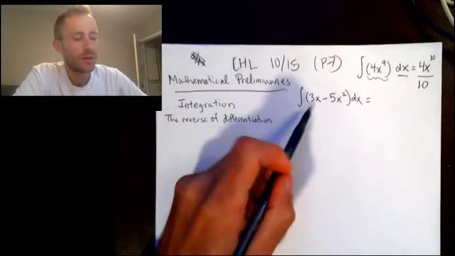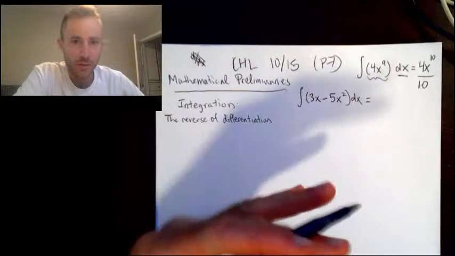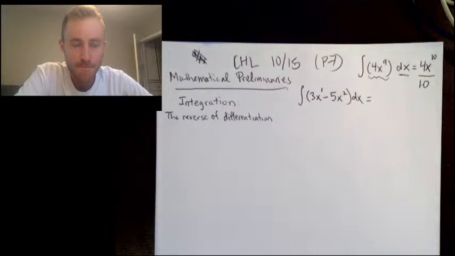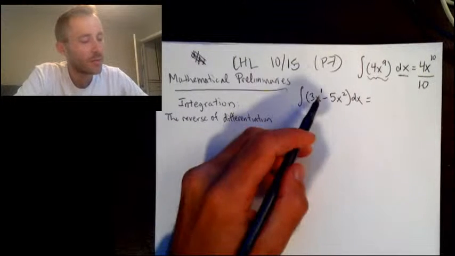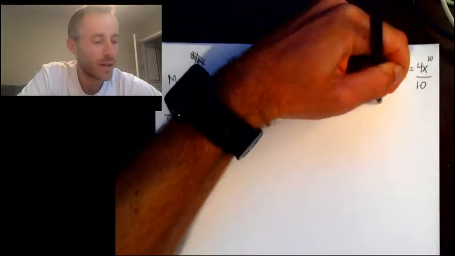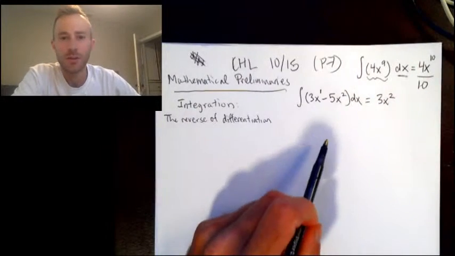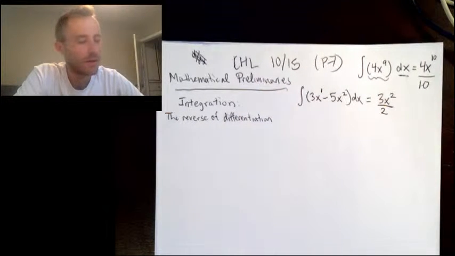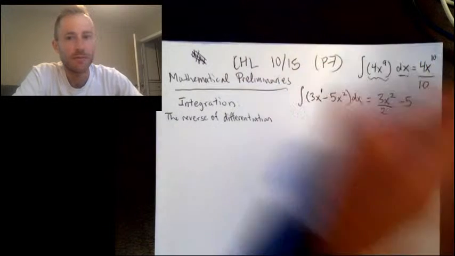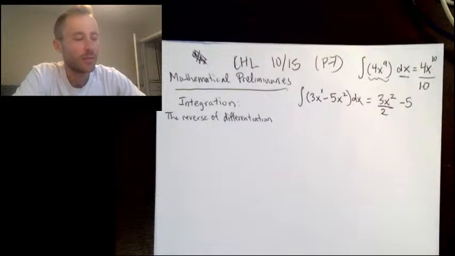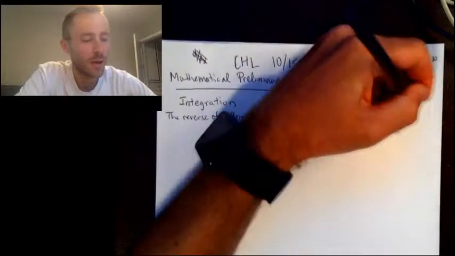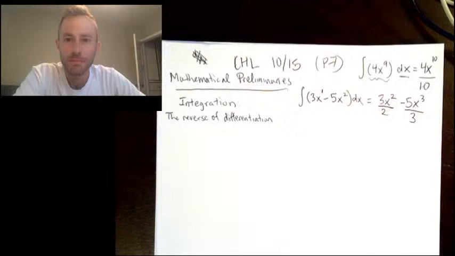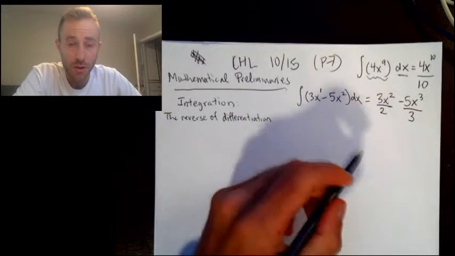The first one, remember, if you just have x by itself, that is x to the 1 power. Bumping up that power is going to give me x squared. And then we divide by the bumped up power, so we divide by 2. Minus 5 times x, and I bump up the power, x to the 3rd, and then I divide by the bumped up power. So that's how you integrate a polynomial.